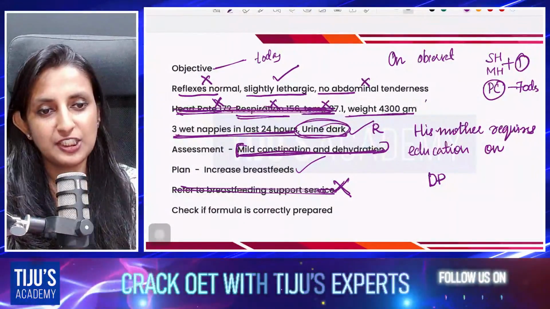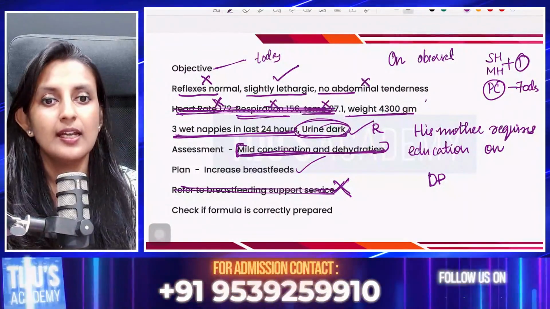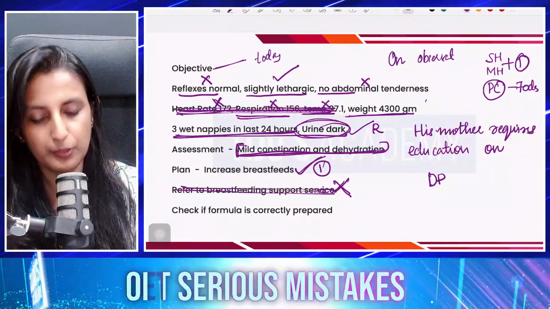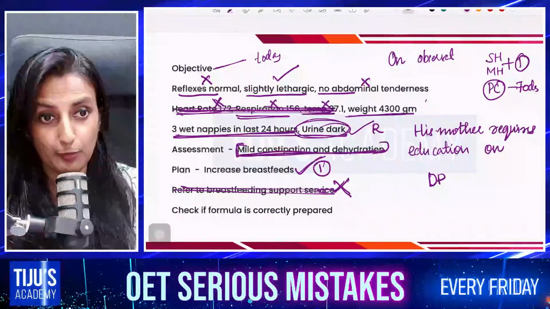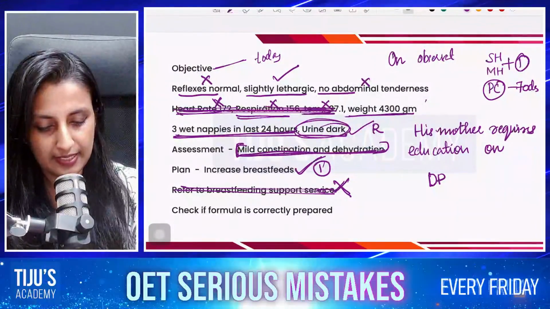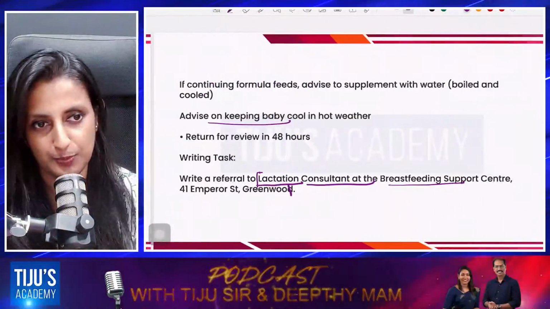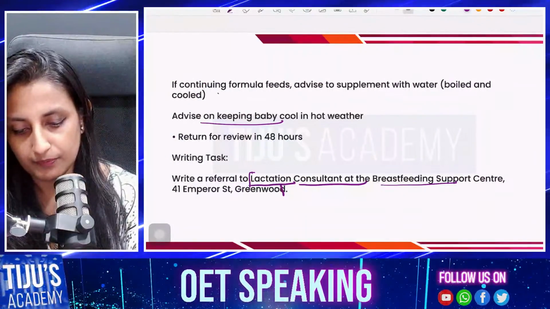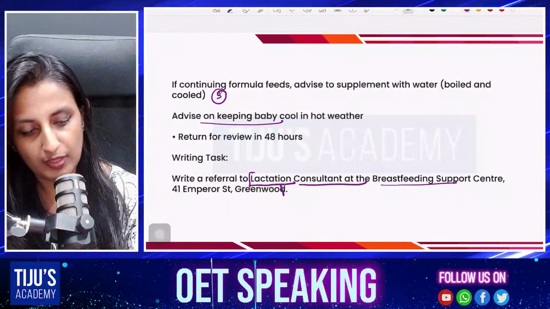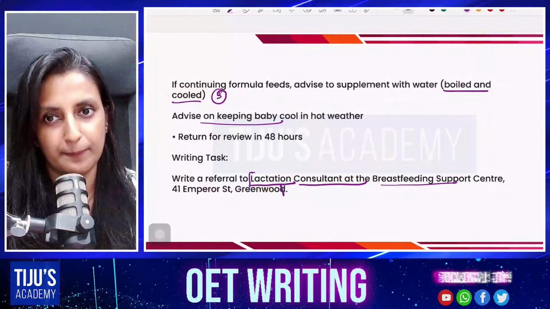Okay. So in the discharge plan, what can we say? It would be appreciated if you could educate Ethan's mother to increase the breastfeed. That is point number 2. Point number 1. Point number 2, kindly check if formula is correctly prepared. That is the second point in the discharge plan. Third point, if continuing formula feed, advise to supplement with boiled and cooled water. That is the third point.